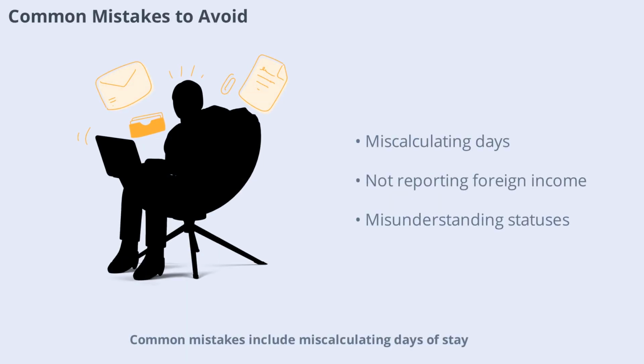Common mistakes include miscalculating days of stay, failing to report foreign income, and misunderstanding the rules for RNOR and NR. Avoid these errors by staying informed and seeking help when needed. Accurate reporting protects you from penalties.